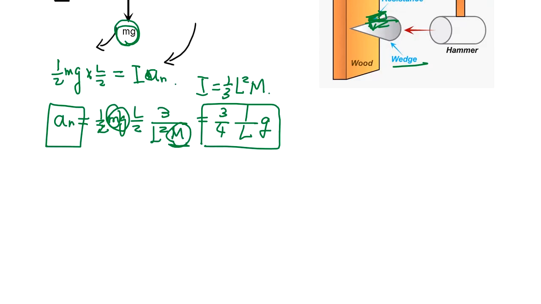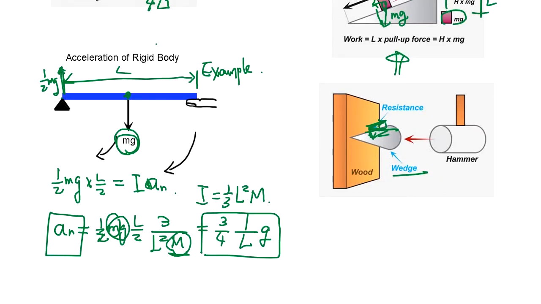This angular acceleration is at this point. Let's see. Angular acceleration is at this point or this point. Doesn't matter. It's a rigid body. The angular acceleration is the same everywhere. So the angular acceleration of this stick is this.